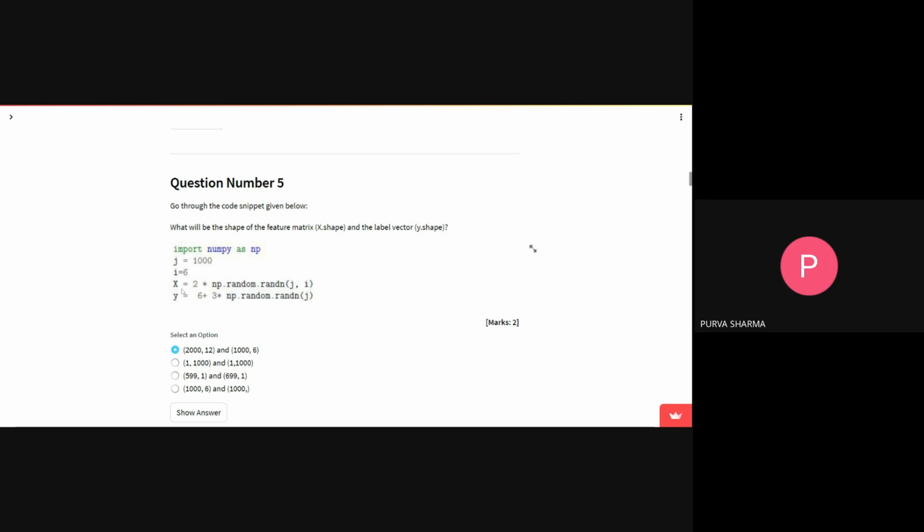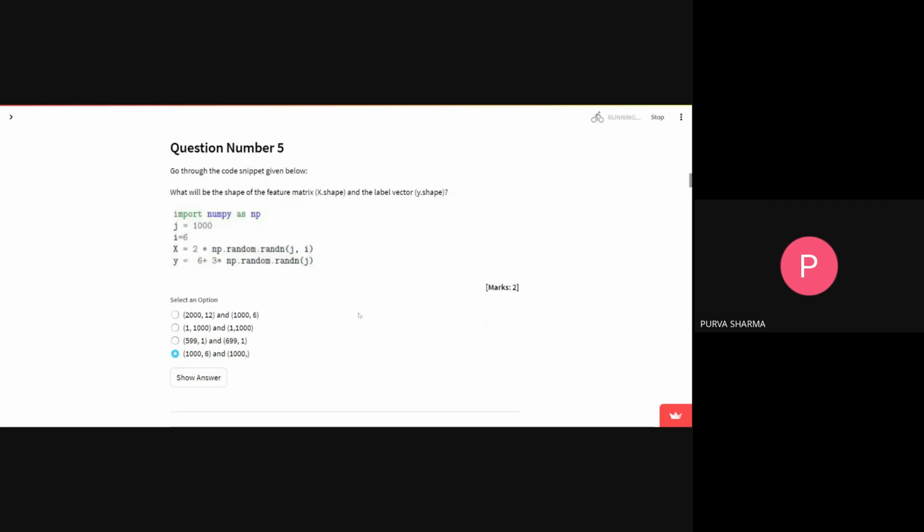Because j is set to 1000, i is set to 6. Now X, forget this 2, just remember this: np.random.randn will give us 1000 values that are normally distributed, with 1000 rows and 6 columns. This is what np.random.randn will do. Then y, np.random.randn will give us 1000 values which are normally distributed. So for this, the correct option should be 1000 by 6 and 1000.